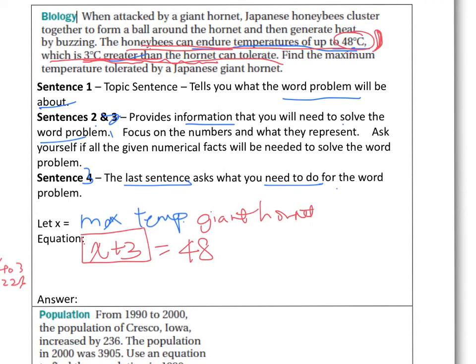Now that you have an equation, I can subtract 3 from both sides, cancel out positive 3 and negative 3 on the left-hand side, take the difference of 48 and 3, bring down an x, and I get 45 degrees Celsius.